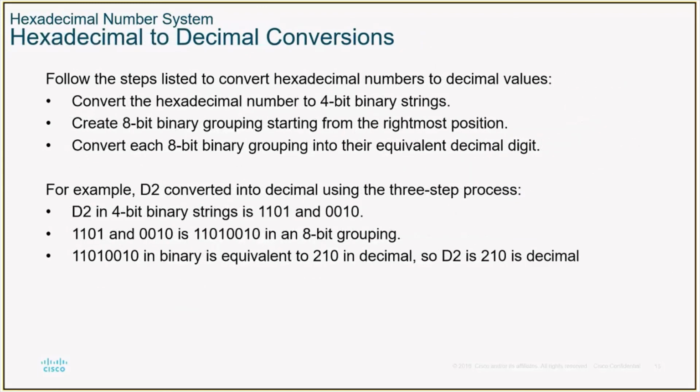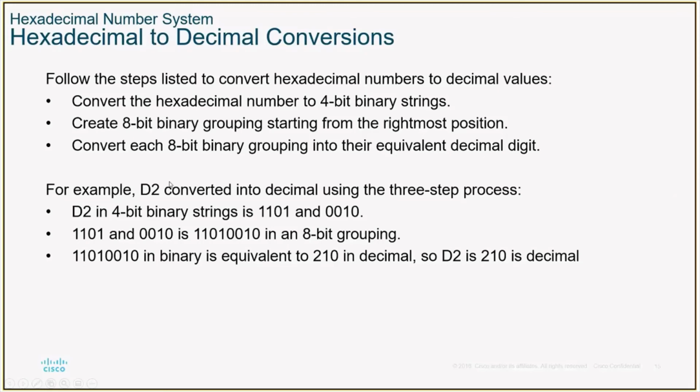Now, hexadecimal to decimal conversions. Again, we normally go from hexadecimal to binary and then binary to decimal. The steps are: convert the hexadecimal number into 4-bit binary strings, group them into 8-bit groupings starting from the rightmost position, and then convert each of those 8-bit groupings into a decimal digit.